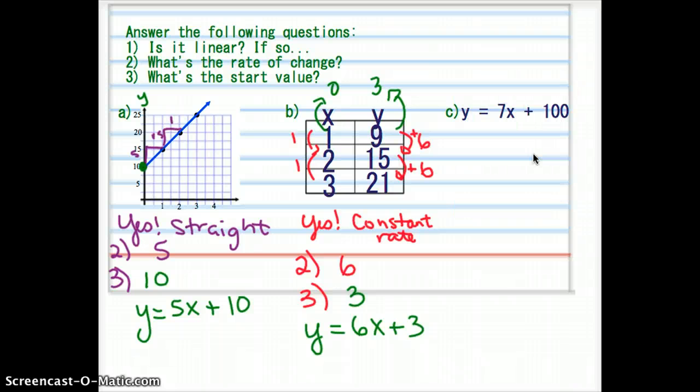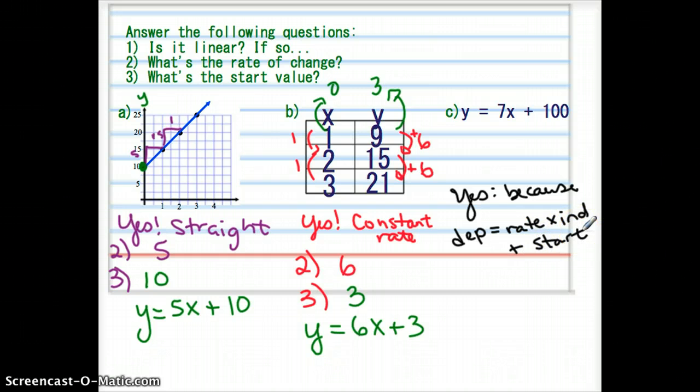So this equation, y equals 7x plus 100. You just need to see, is this in the form dependent equals rate times independent plus start value, or could you make it in that form? Well, it absolutely is in that form. Dependent equals rate times independent plus start value. So we could say, yes, it's linear, because it follows dependent equals rate times independent plus start value.